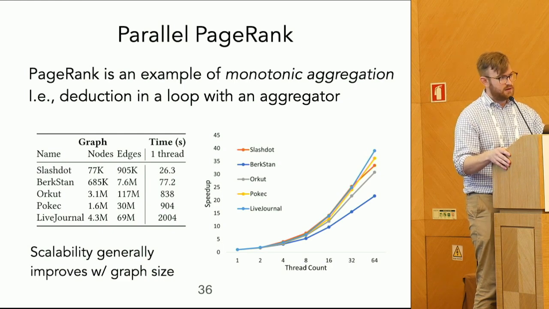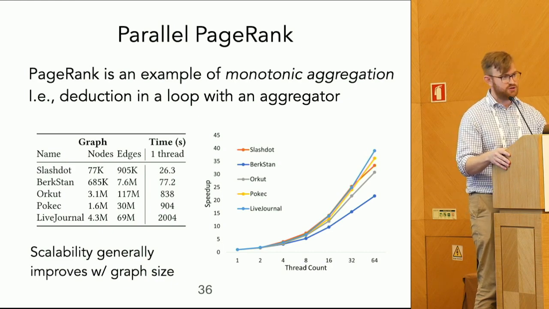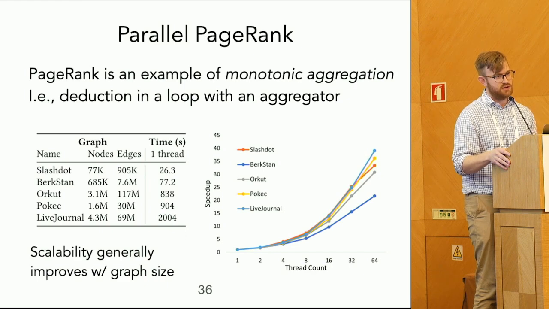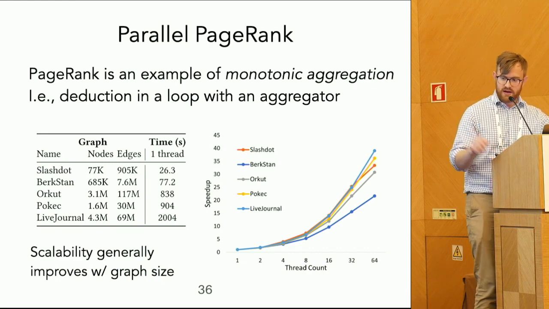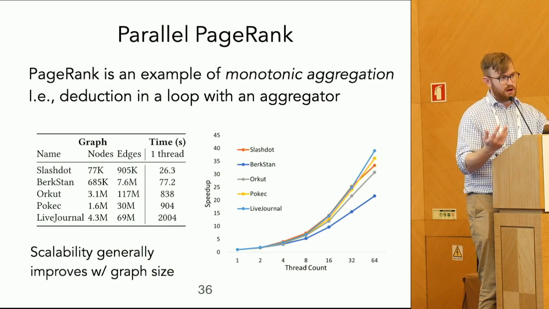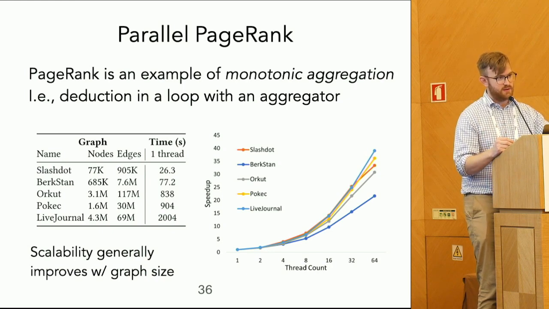This is a 32-core, 64-thread server, and the thing I think is really exciting about this experiment, PageRank, which shows an extension. It's not just sort of Horn-SAT reachability, it's also lattices, because you need to be able to do monotonic updating. So the thing that I think is really exciting here is that the bigger the problem gets, the more parallelism there is to extract. So you can see at 64 threads, we get a roughly 40x speedup on the largest graph with, let's see, 4.3 million nodes.